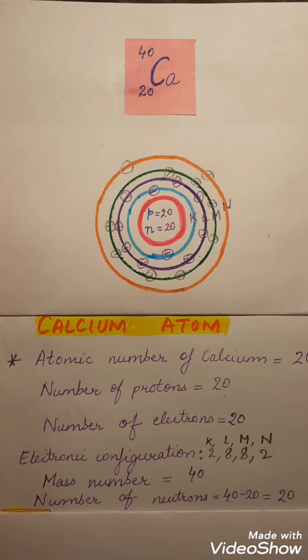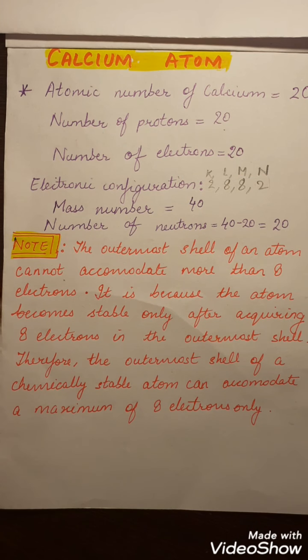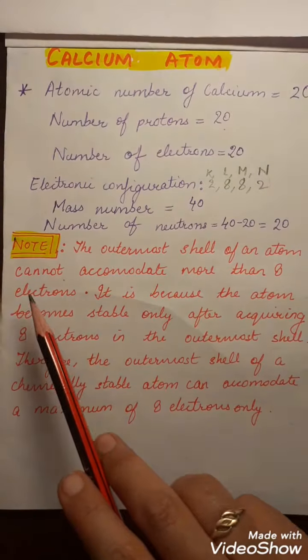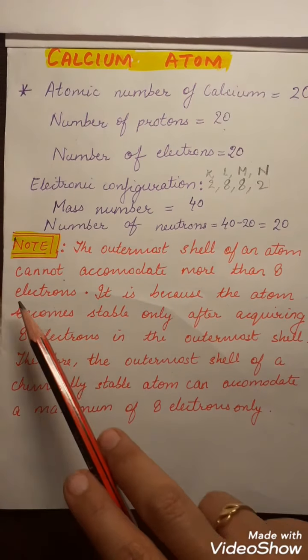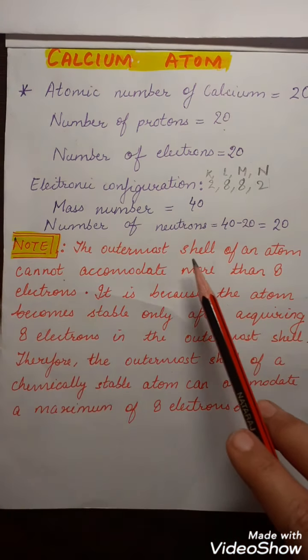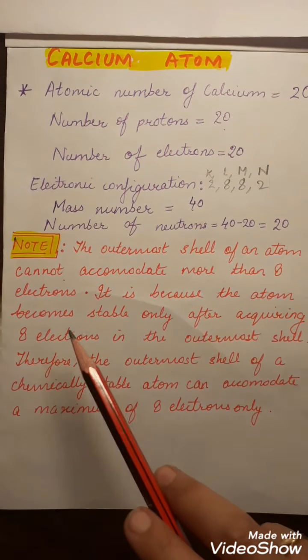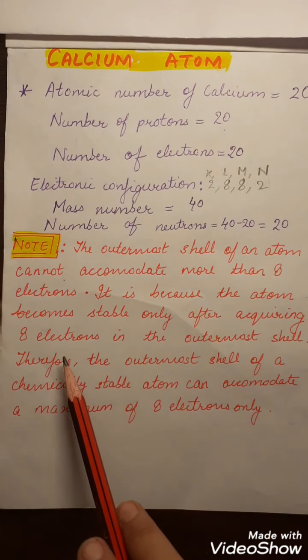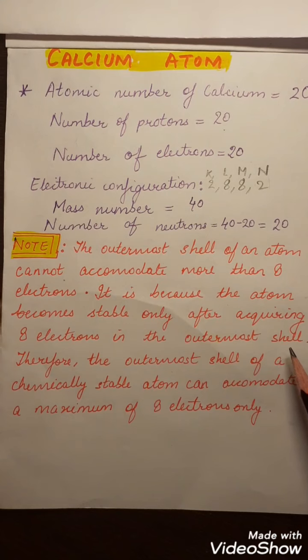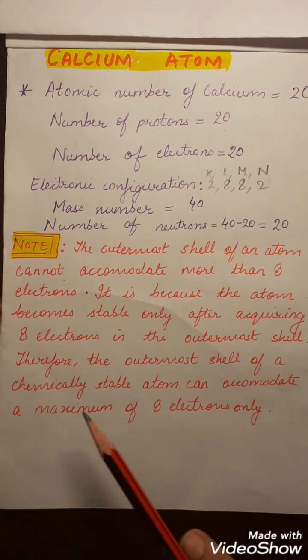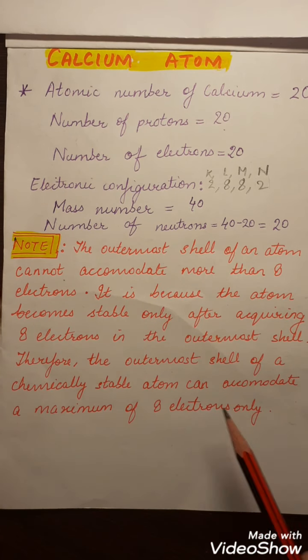Okay, children? This is a note. The outermost shell of an atom cannot accommodate more than 8 electrons. Which shell? The valence shell. It is because the atom becomes stable only after acquiring 8 electrons in the outermost shell. Therefore, the outermost shell of a chemically stable atom can accommodate a maximum of 8 electrons. Okay, when it acquires 8 electrons, then it is stable.